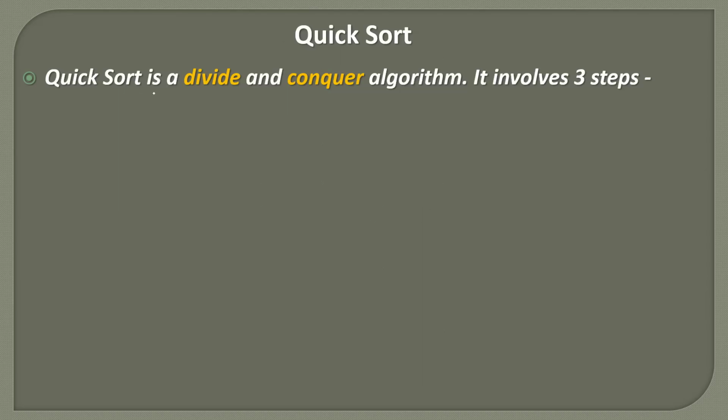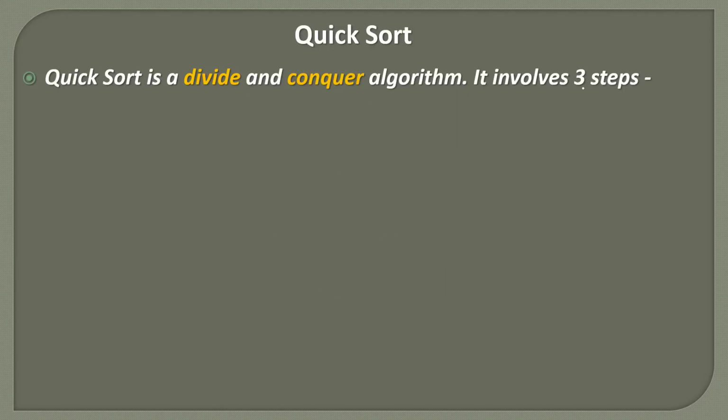So in quicksort, when we discussed merge sort, we saw that it was a divide and conquer algorithm. By divide and conquer we mean that if we are given a complex problem, we try to divide that complex problem into smaller sub problems, and when those smaller sub problems are not further divided, we try to conquer them, and when we conquer each and every smaller sub problem, we reach the solution of our original problem. So quicksort is also a divide and conquer algorithm.